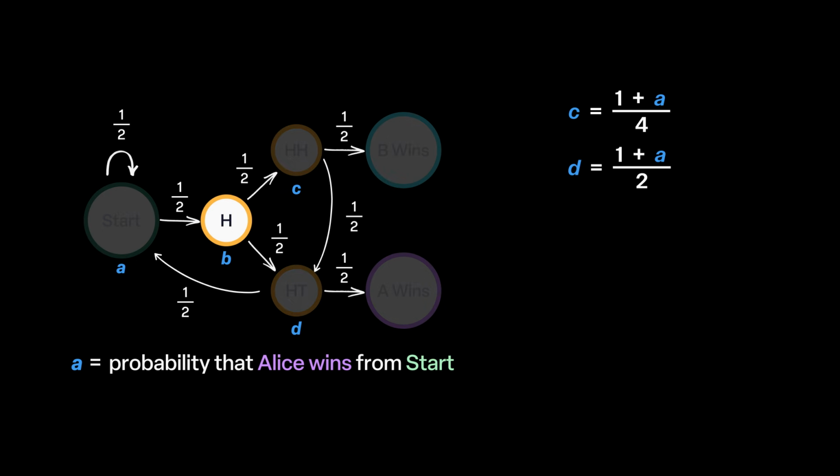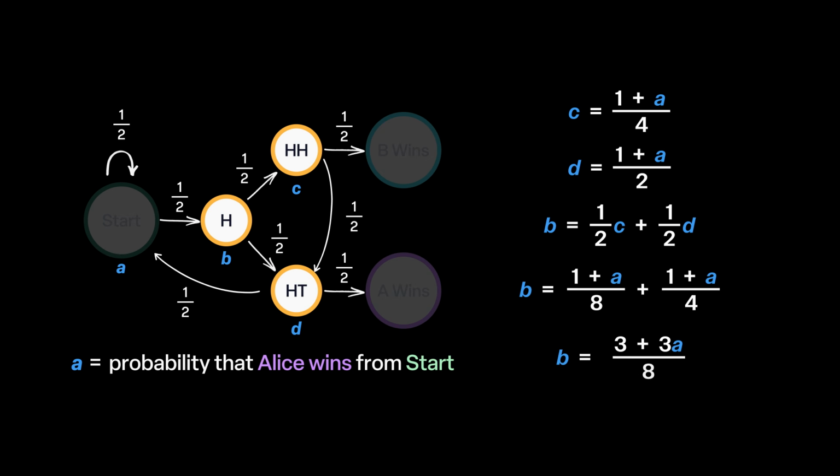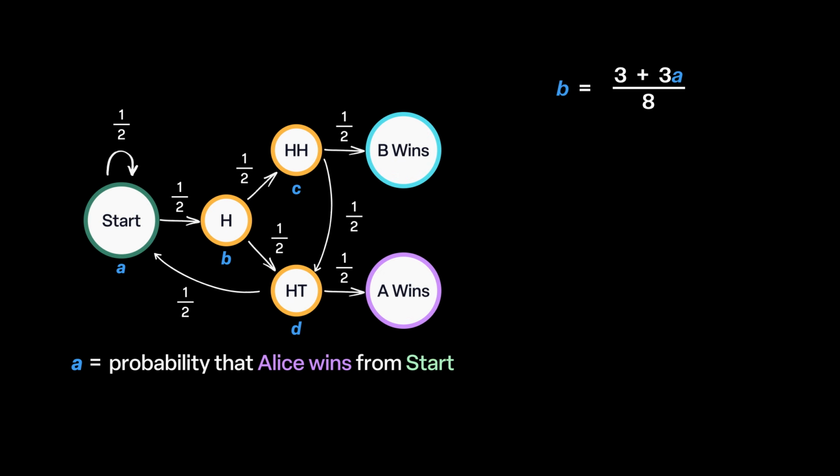Now look at state H. From there, we can go to state HH or state HT. So we get this equation for B. It expresses B in terms of C and D, so we get a simple formula for B. Let's remember that equation for B.